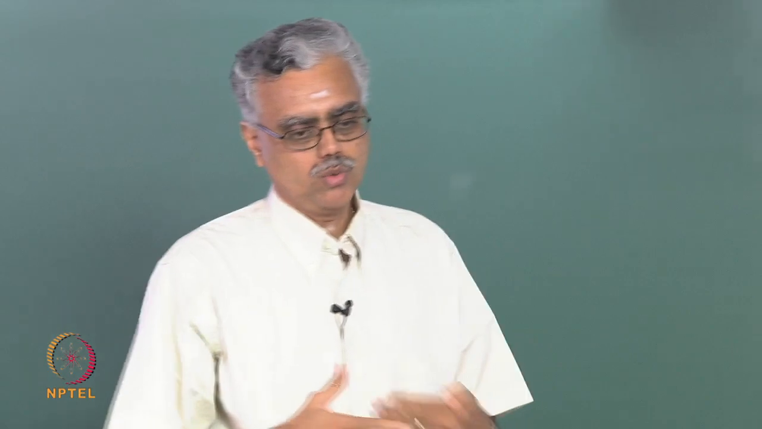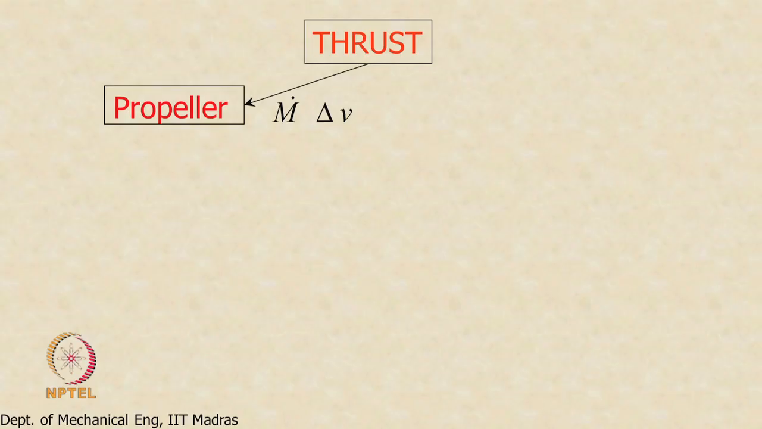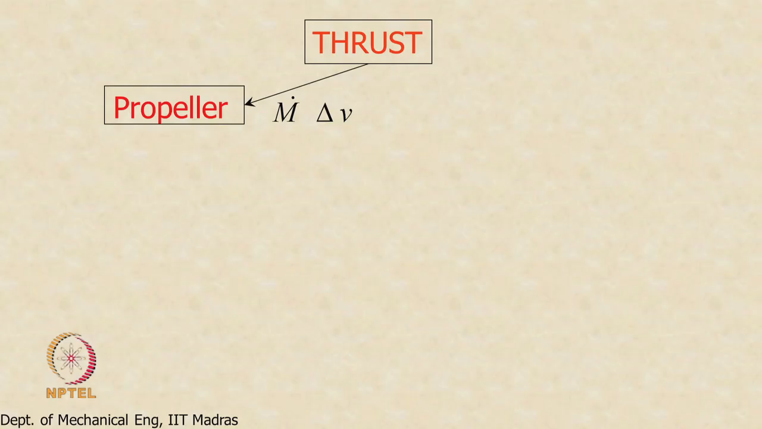Okay. So, what the propeller does, as this term indicates, is the propeller takes a large amount of air and imparts a small velocity change to it. Okay. That is why I have shown the V in small letter and the M in capital letter to indicate that M is very large. So, a propeller typically moves a large mass of air through a small velocity change. Okay. So, the product of the two from Newton's second law then produces the thrust.